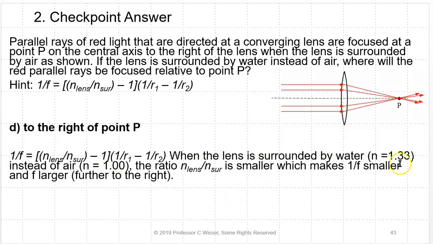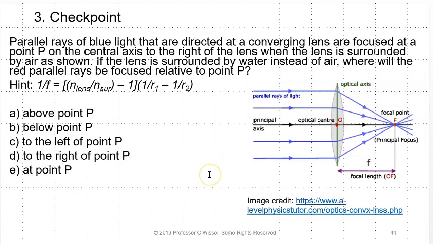Okay, when the lens is surrounded by water instead of air, the ratio N lens over N surrounded is smaller, which makes 1 over S smaller, and F larger, so F moves out to the right. Now, this is basically the same question. The only difference in this question than the other one is that you're using blue light instead.